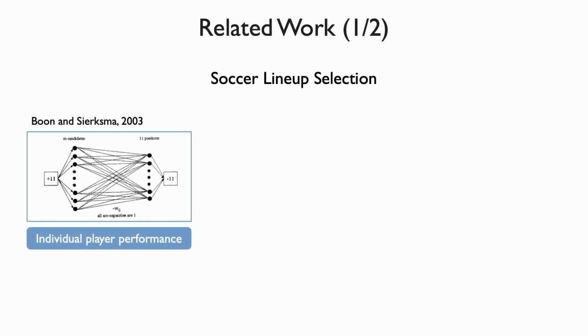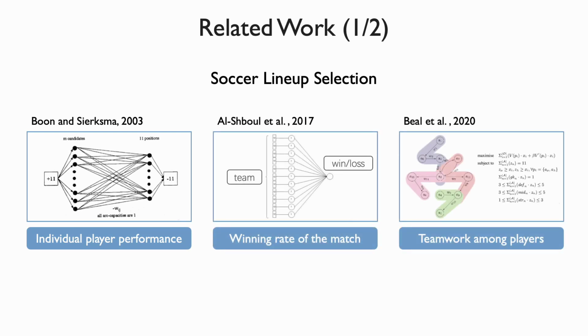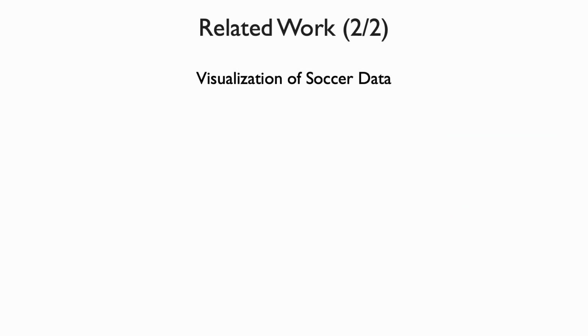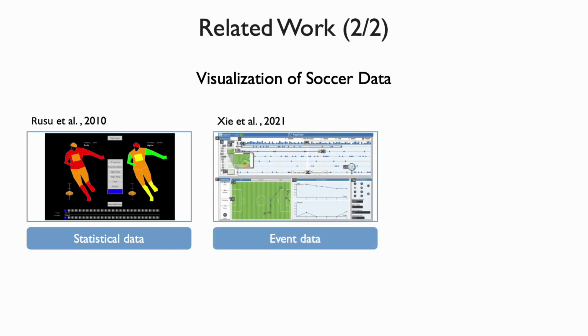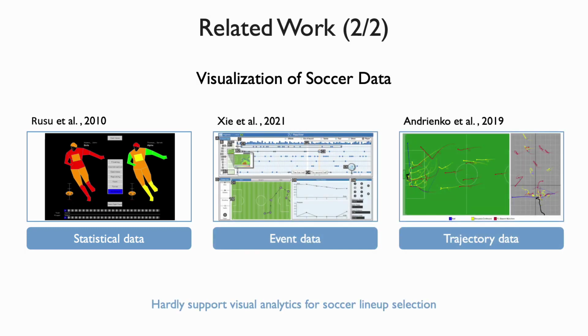Recently, various computational tools have been proposed to help coaches find suitable lineups based on player performance, match winning rate, and player teamwork. However, these methods mainly use complicated models to generate the best lineup automatically and often overlook the tactical inputs from coaches. Interactive visualization systems have been available for the analysis of soccer data, such as statistical data, event data, and trajectory data. However, they hardly support visual analytics for soccer lineup selection. Tools for interactive lineup analysis and selection are still rare.